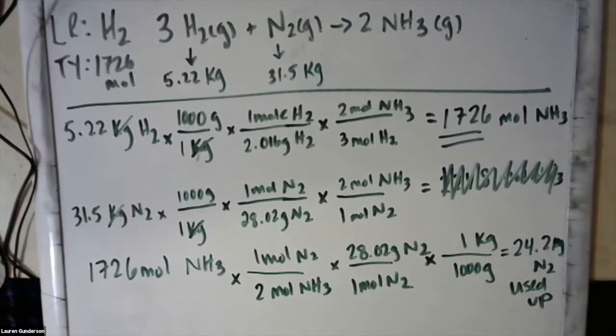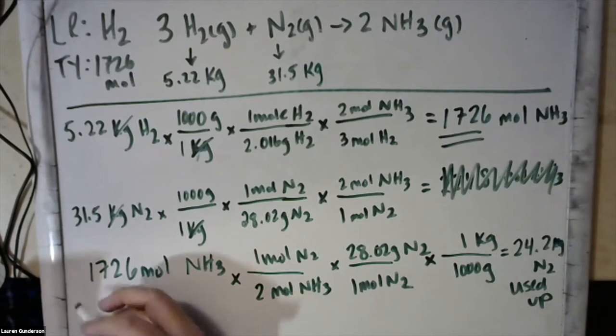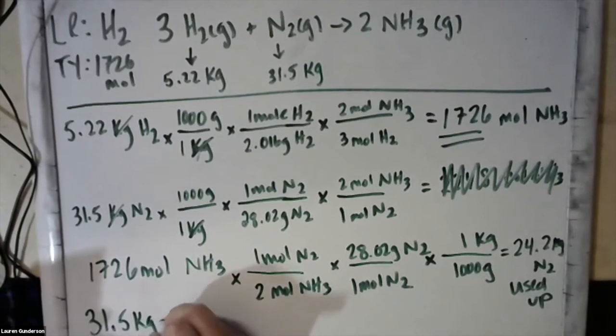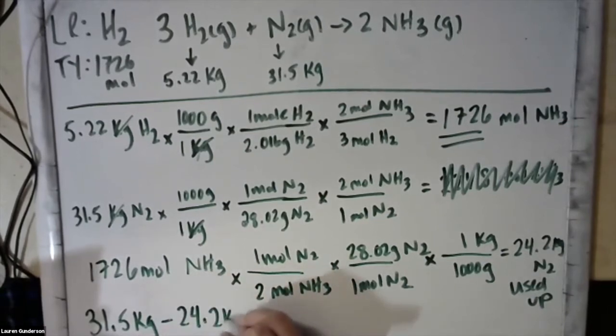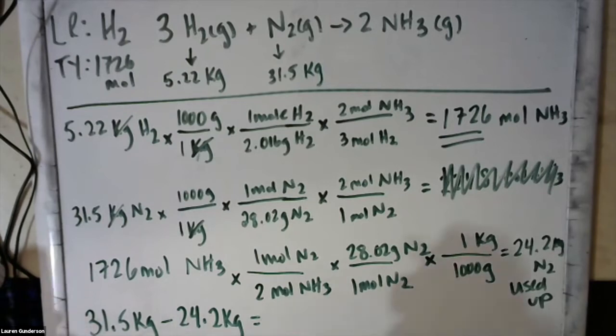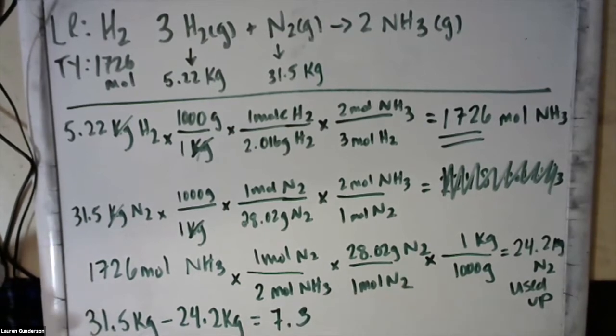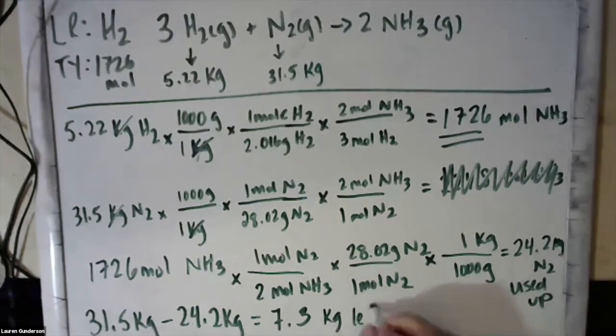All right, so I know how much nitrogen I started with. I know how much nitrogen was used up. So to find out how much nitrogen was left over, I'm going to subtract those two values. Okay.